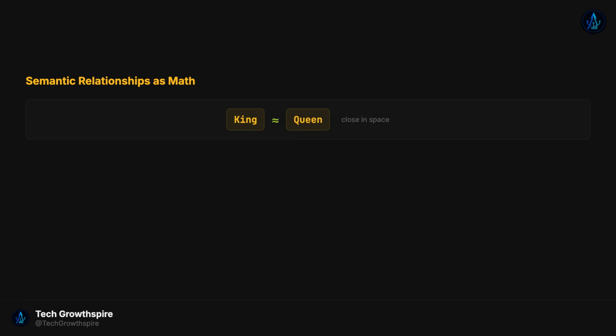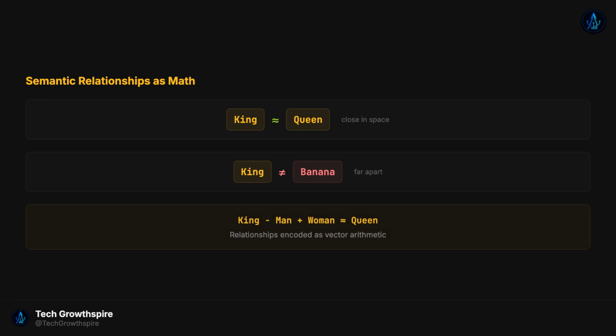But there's a problem. If you embed tokens independently, you lose word order. The dog bit the man, and the man bit the dog would look identical. So the model adds positional encoding. Each position in the sequence gets a unique signal added to its embedding. Now the model knows that position 5 is different from position 12, even if the token is the same.